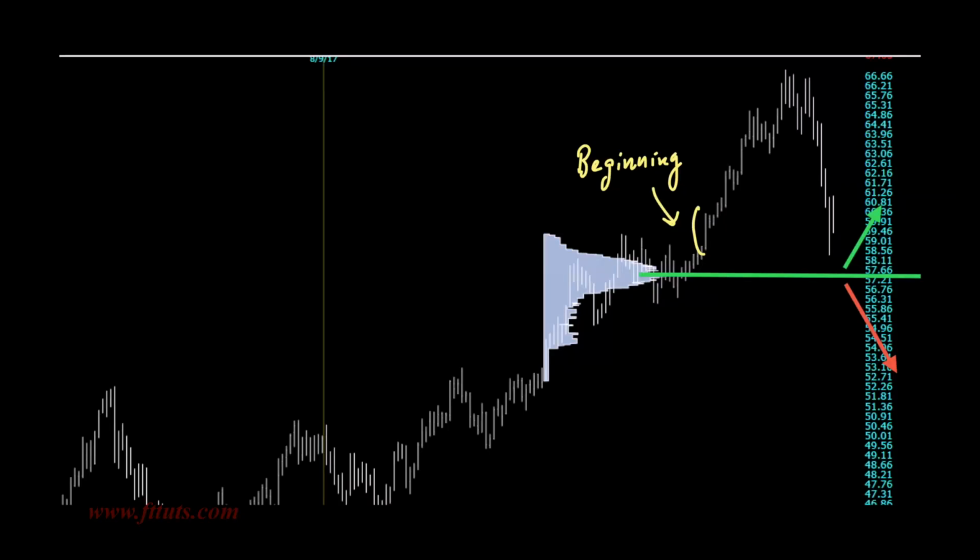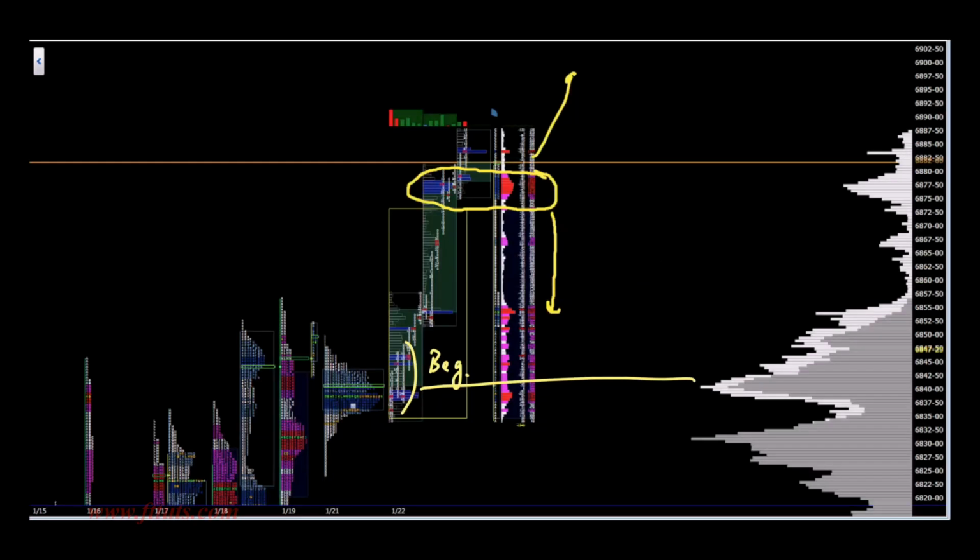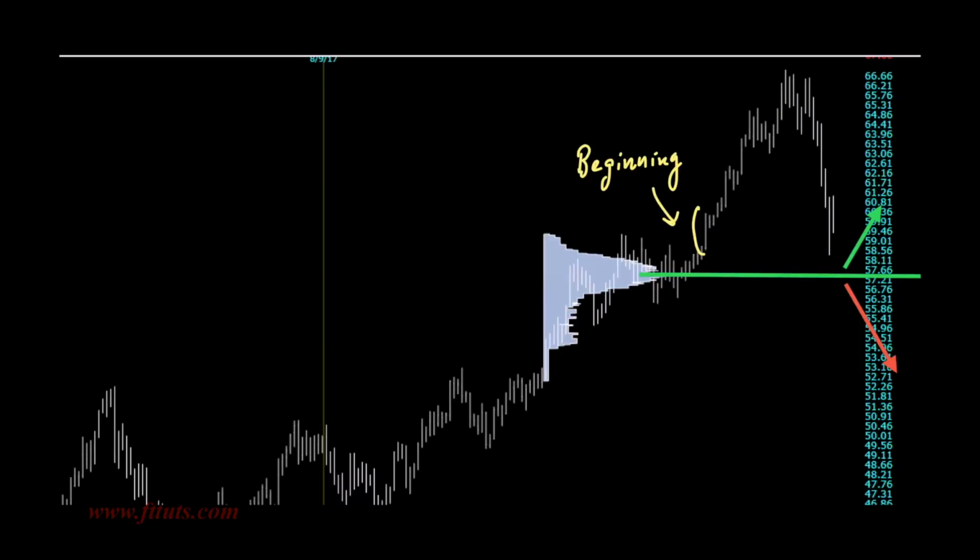Okay, in this one, here's the beginning. Auction moves higher until it can make a lower low, sets a range, and then look, it makes a new move. Where's it coming back to? A prior area of value.